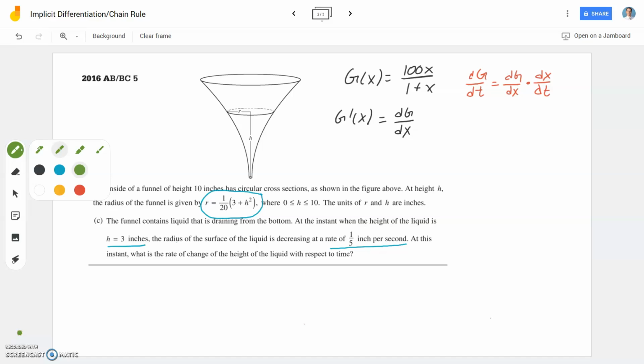Let's take a look at that phrase. Height of the liquid with respect to time. That sounds like dH/dt. Up here, we're again told the radius of the surface of the liquid is decreasing at a rate of 1/5 inch per second. That sounds like dr/dt. And of course that the height is 3 inches at the time we're looking. Now let me go ahead and rewrite our equation in an equivalent but slightly different form by distributing that 1/20th.